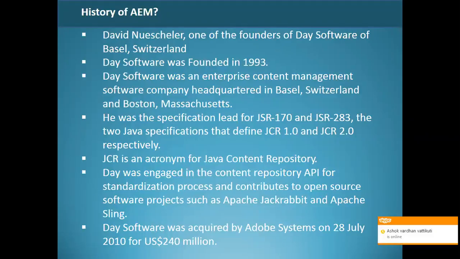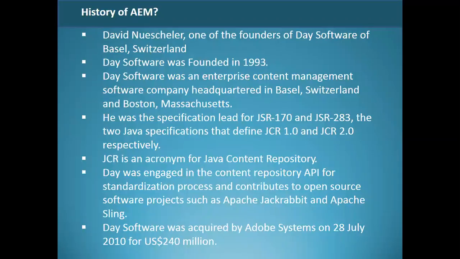What happened is they wanted to implement a CMS, a content management system, where the content can be managed by authors. They wanted to implement such a project, and initially they started it internally, and they implemented this tool as Day Communique, because the company name is Day Software. Along with some APIs like JCR 1.0 and JCR 2.0.